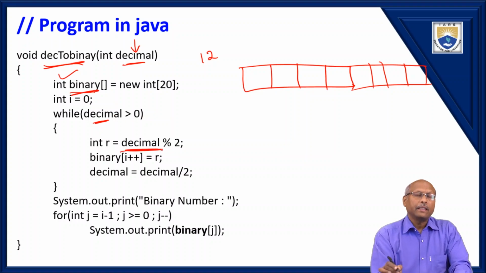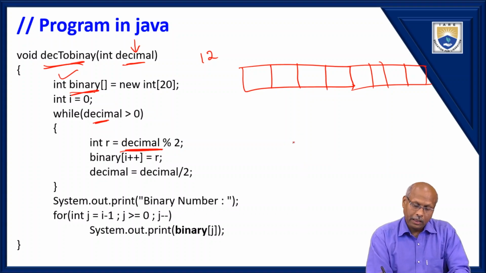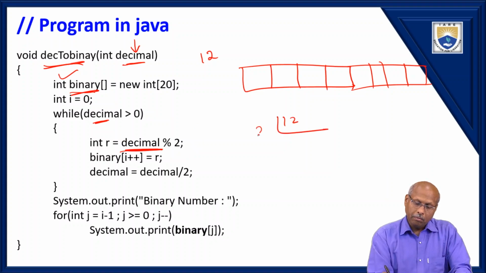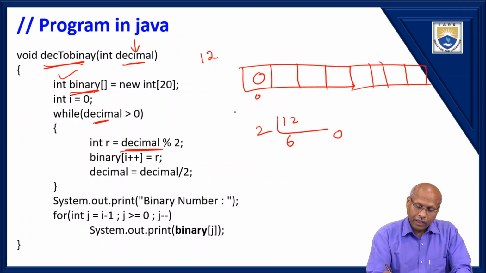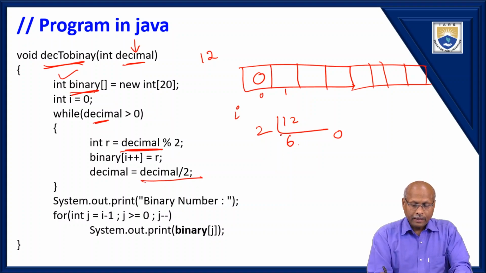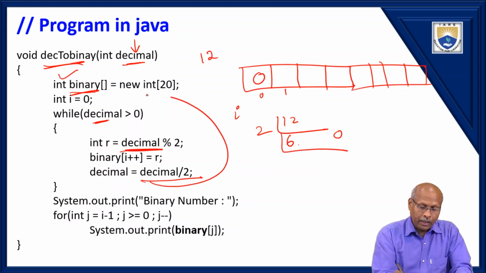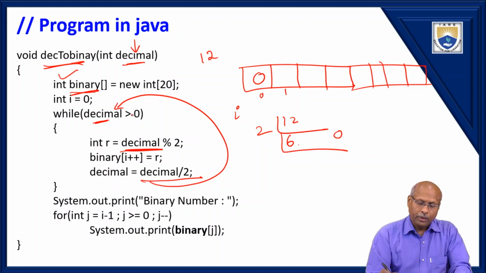Then first I am taking the remainder. If I divide 12 by 2, what is the remainder? Because 2 sixes are 12, the remainder is 0. So that 0 I will store in the array. After storing, the index, which was earlier at 0, now becomes 1. Then again divide the decimal by 2. So it is 6. Now again going to the beginning of the loop.